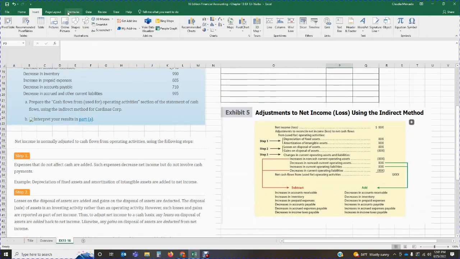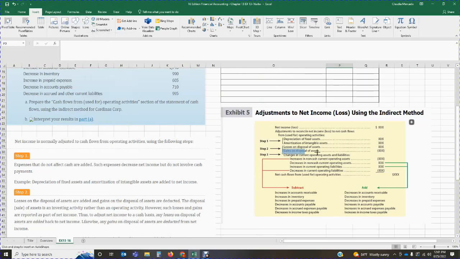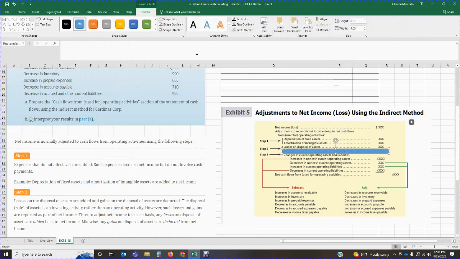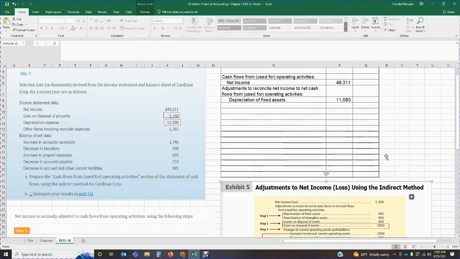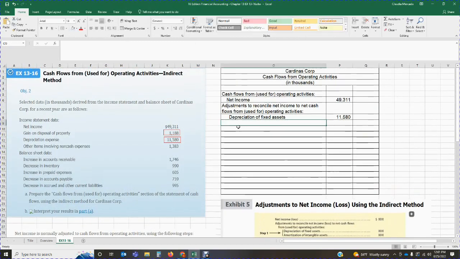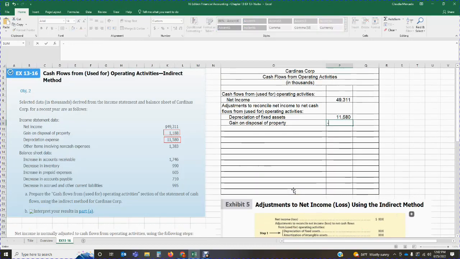Let's look down here. If we have a gain, we need to deduct. Okay. So if it's in parentheses, it's a deduction. Gain on disposal of property. We said that if we have a gain, we need to deduct, and that would be 1188.